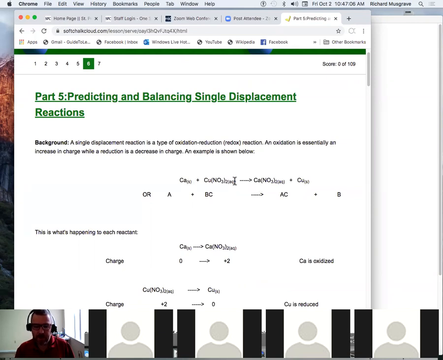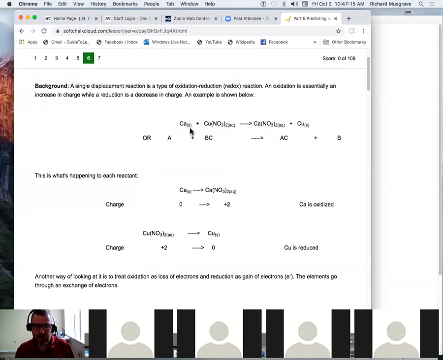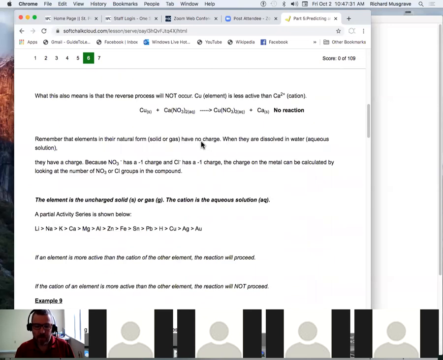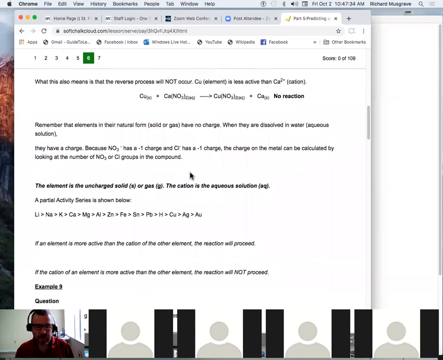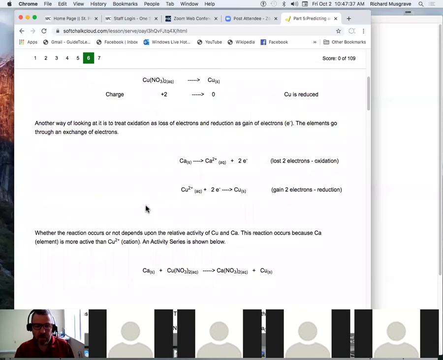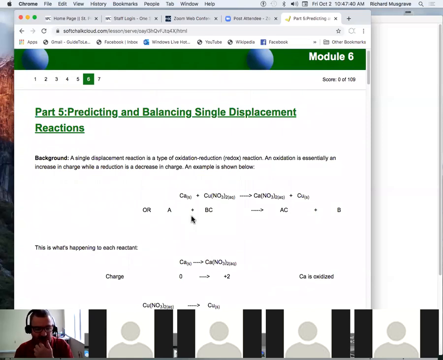Now, whether the reaction goes or not is going to be determined by something we call activity. And another way you can think of it is reactivity. So as long as the solid here is more active or more reactive than the cation here, then the reaction will go. And then if that's not true, then the reaction doesn't go. So that's the rule here. So first of all, we have to be able to identify the solid or neutral and the cation.